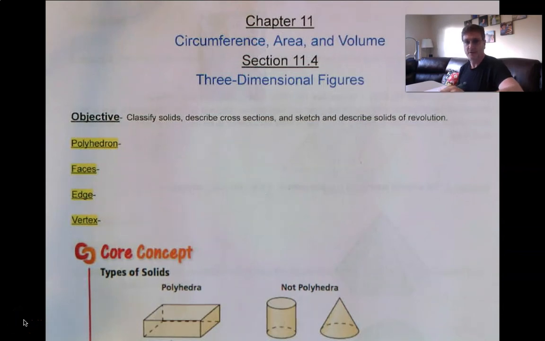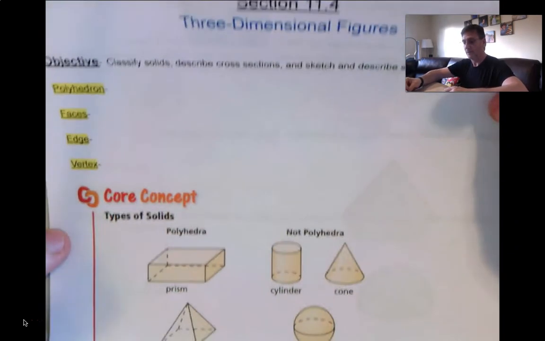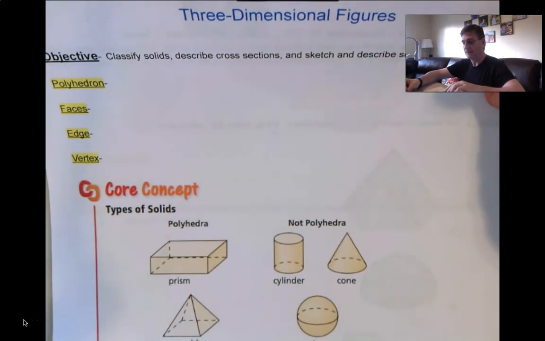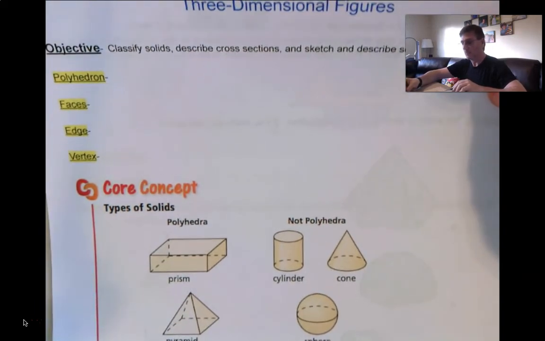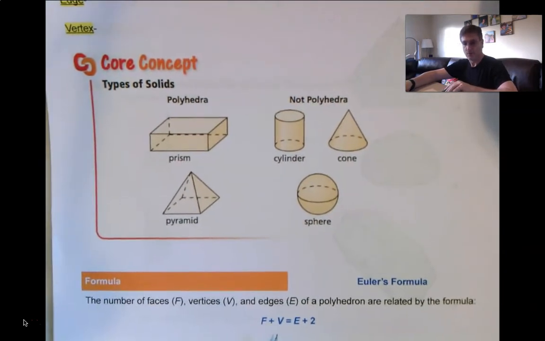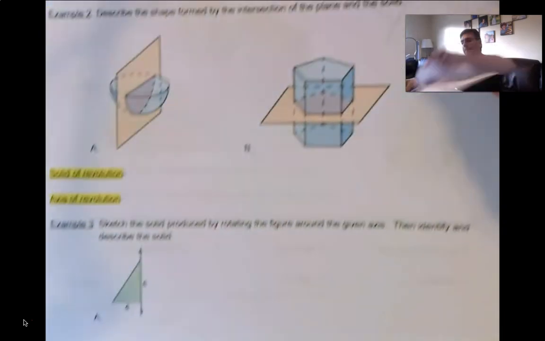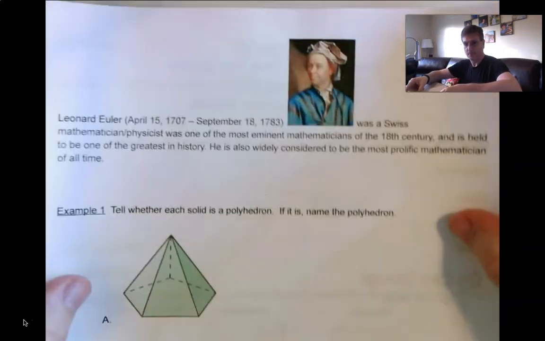Hello everyone, section 11.4, three-dimensional figures. You got to follow these definitions. You should familiarize yourself with what is a polyhedron and what is not a polyhedron. You should also get to know this formula called Euler's formula, named after Leonhard Euler.